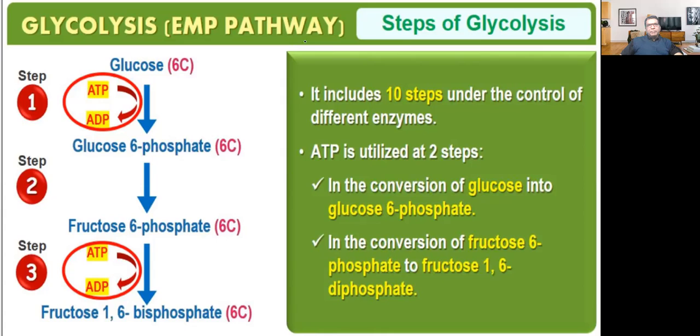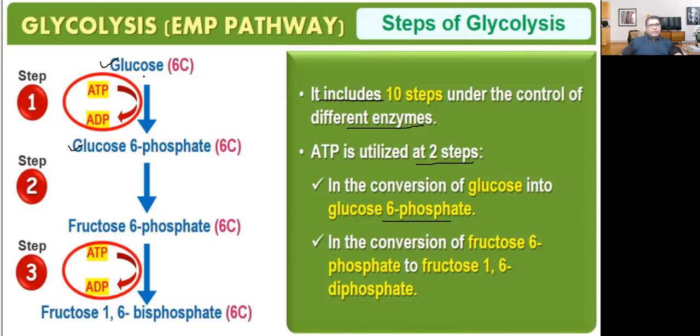Glycolysis, the EMP pathway, has many steps. It includes 10 steps under the control of different enzymes. ATP is utilized in 2 steps. In the conversion of glucose into glucose 6-phosphate, ATP is utilized and converted into ADP. Then at step number 3, fructose 6-phosphate is converted into fructose 1,6-bisphosphate. Again, there is a utilization of ATP.